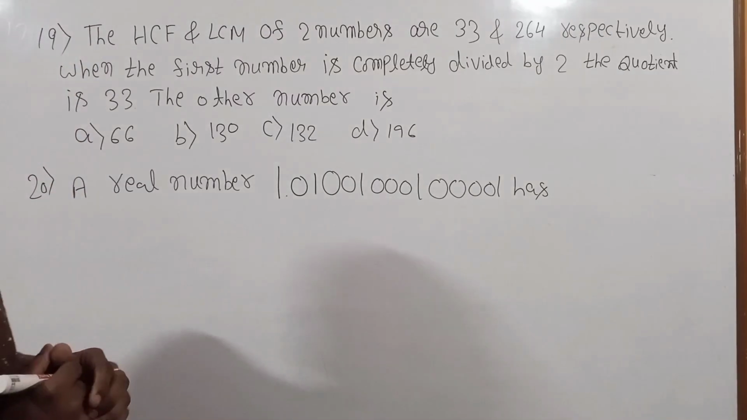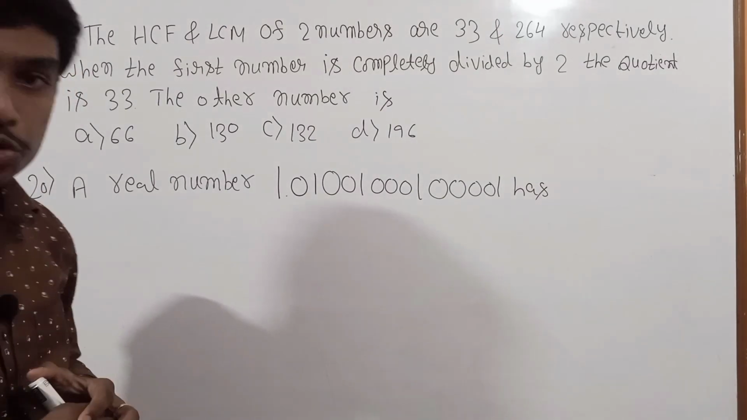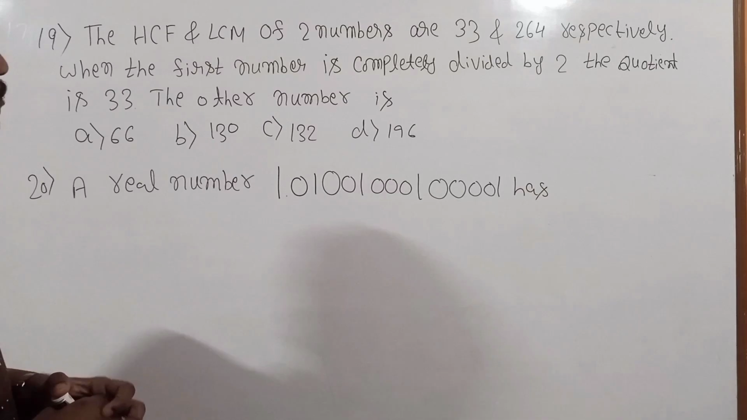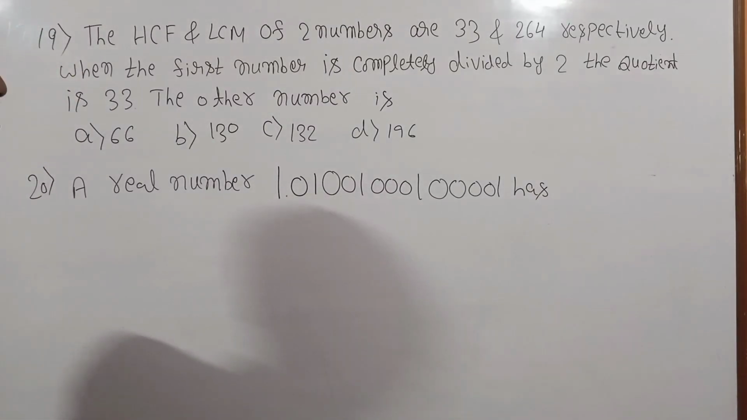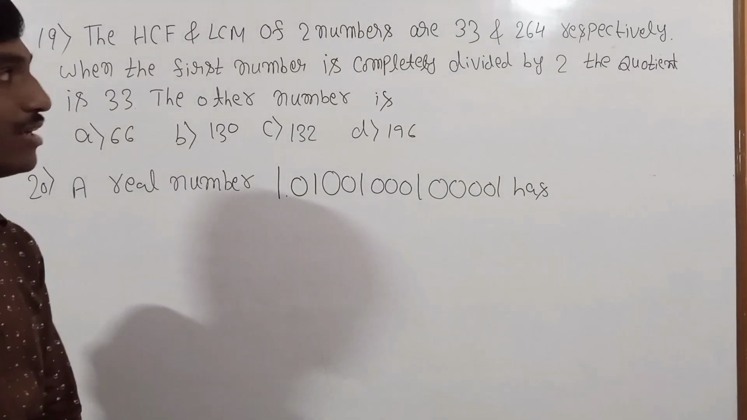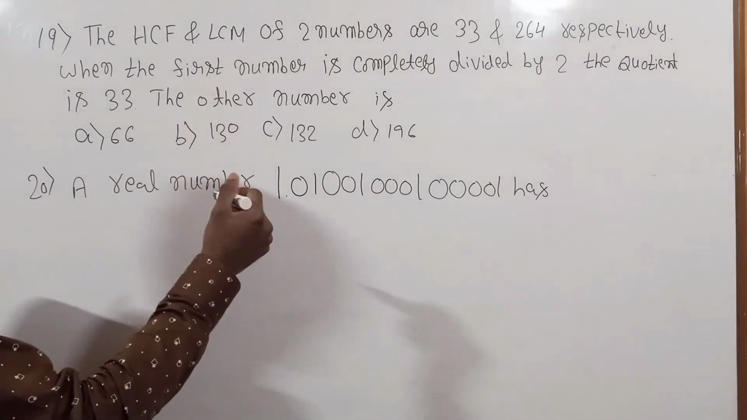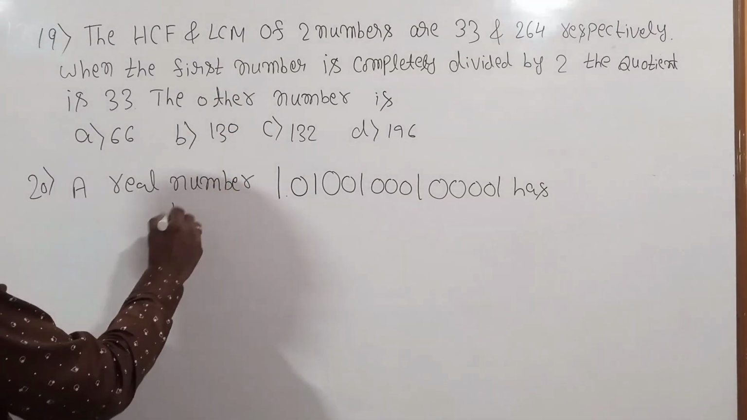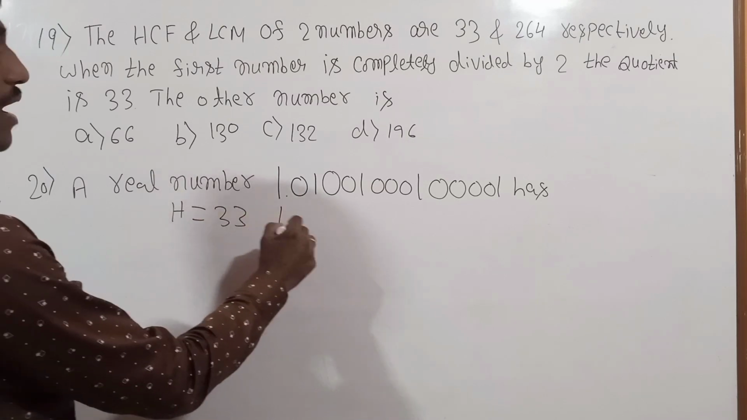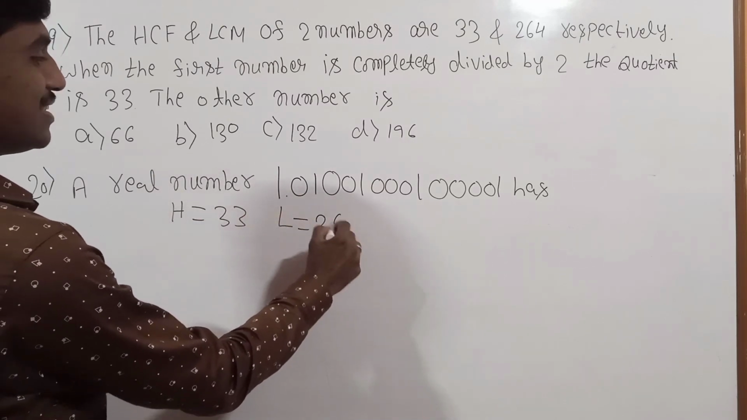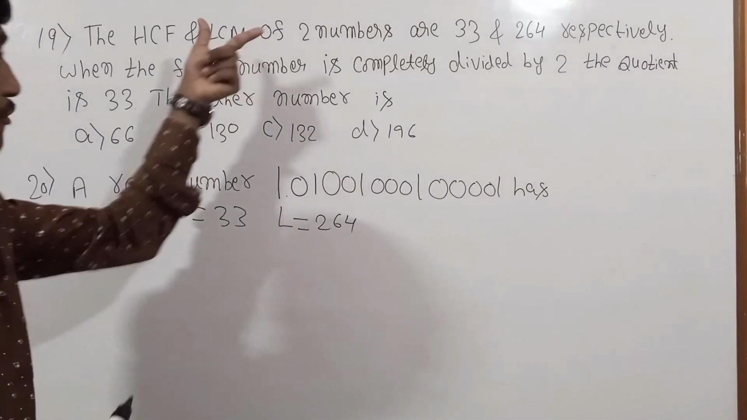Here, the HCF and LCM of two numbers are 33 and 264 respectively. When the first number is completely divided by 2, the quotient is 33. The other number is what they're asking. So let's write down first what they've given. HCF is 33, and LCM is 264. That's the understanding from the first point.